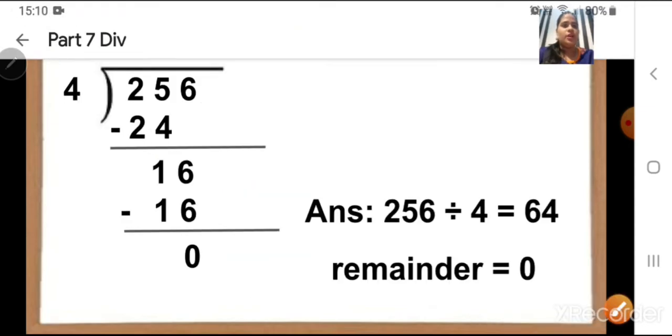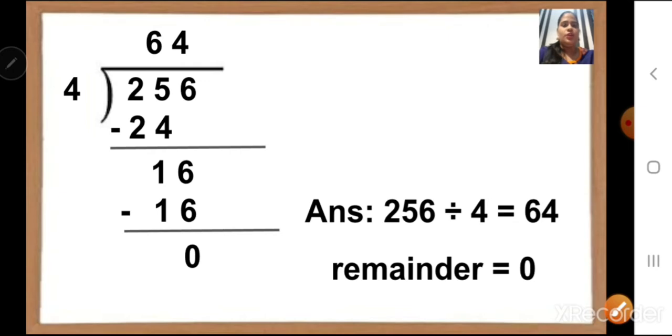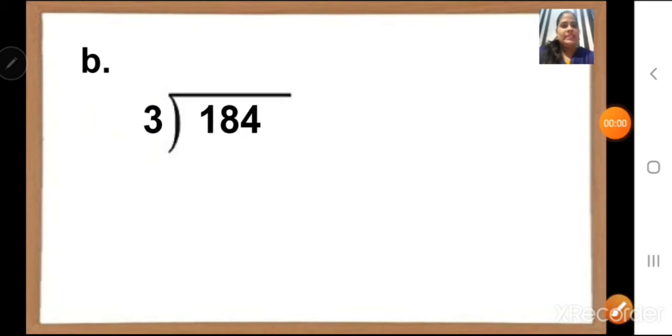Now children, note down in your notebook properly all the steps. Okay? The numbers you are going to put it in one box properly. Now 256 divided by 4 is equal to 64. 64 is our quotient and remainder is equal to 0. Correct? Here we have got 0. Next one is B1.